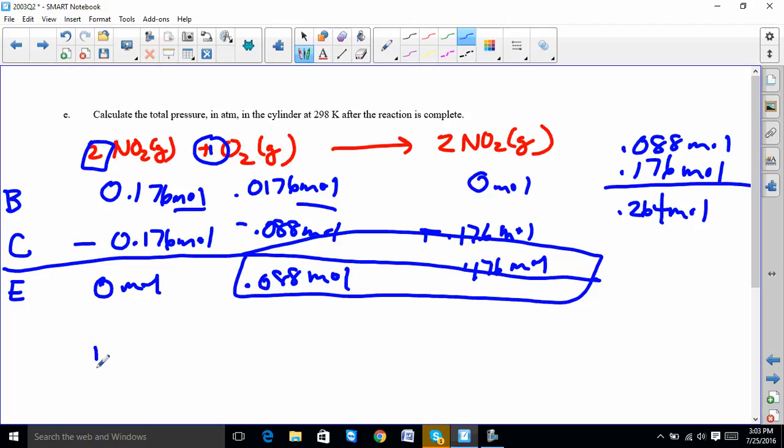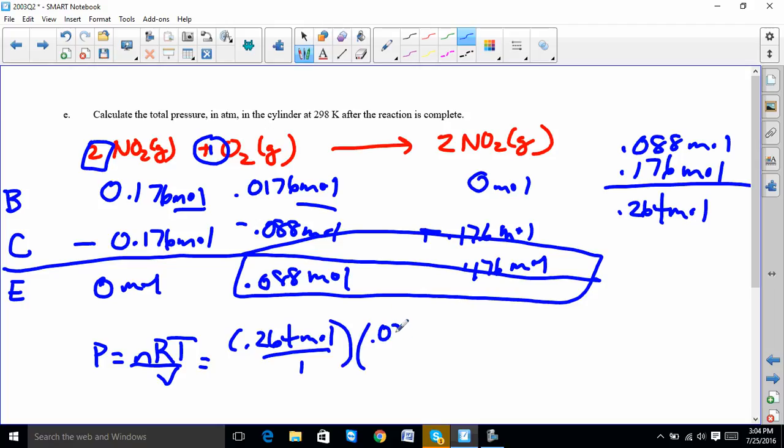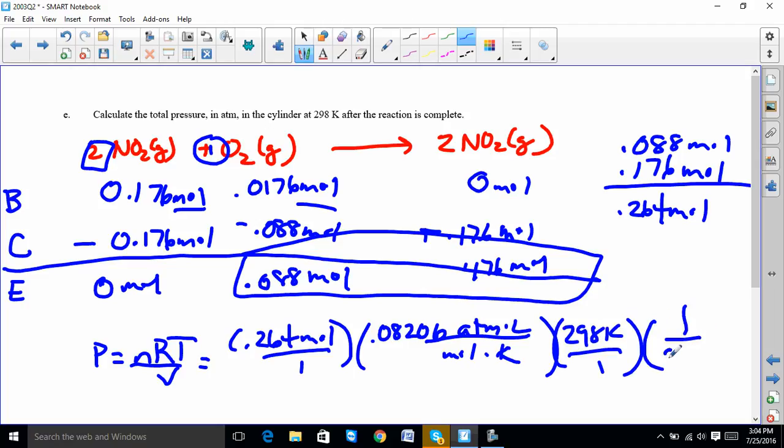And then again, how many times have you seen this equation? PV equals nRT. So P equals nRT over V. And so this is 0.264 moles, and if you want it over 1, you can. Then this is 0.08206 atmospheres times liters over mole times K. And now we're back to 298, so this is 298 K. And then 1 over 5 liters. And then this cancels this, and this cancels this, and if you do that, you will get 1.29 atmospheres.